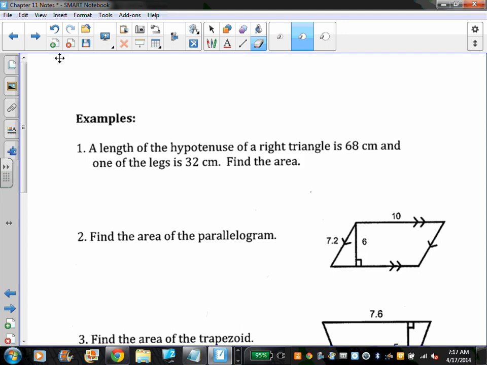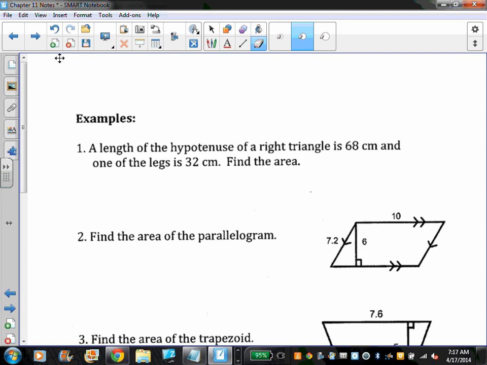We're going to be calling a few other things back. You might already see where in some places on this sheet. For example, in our first example. So let's just dive right into it. First example, a length of the hypotenuse of a right triangle is 68 centimeters, and one of the legs is 32 centimeters. Find the area.